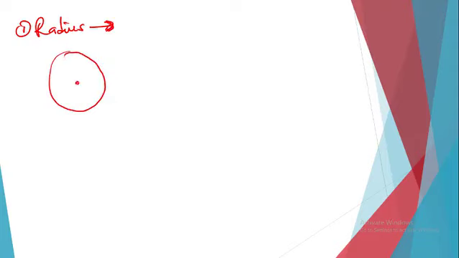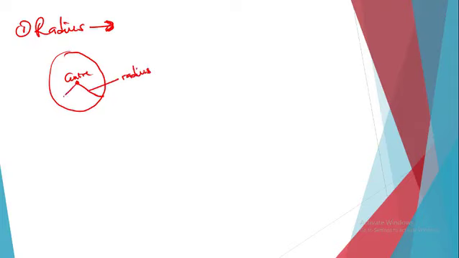We have terms like one, radius. A radius is a line from the center of the circle to any part of the circumference. What do I mean? If we have something like this to be a circle, this is the center of the circle, and from the center we can draw a line to any part of the circle. This is called the radius.